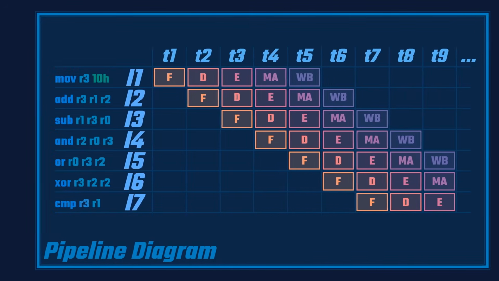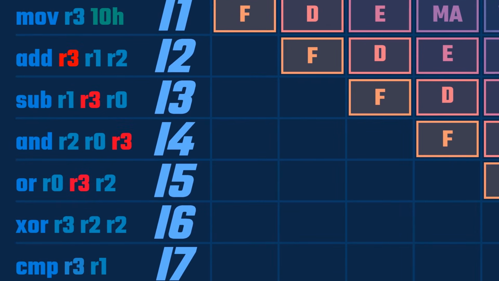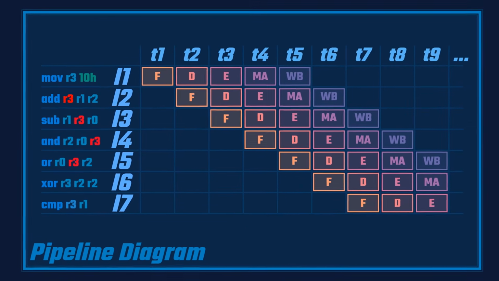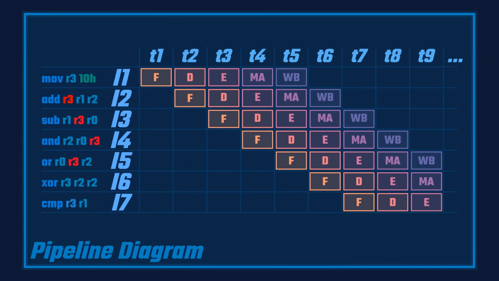Back to our example, you can see that I4 and I5 are also RAW dependent on I2. With I4, we get the same problem. I4 decode is supposed to happen before I2 write back. I5 is different, however. Its decode happens at the same time as I2 write back, which means that it doesn't really have to worry about anything.